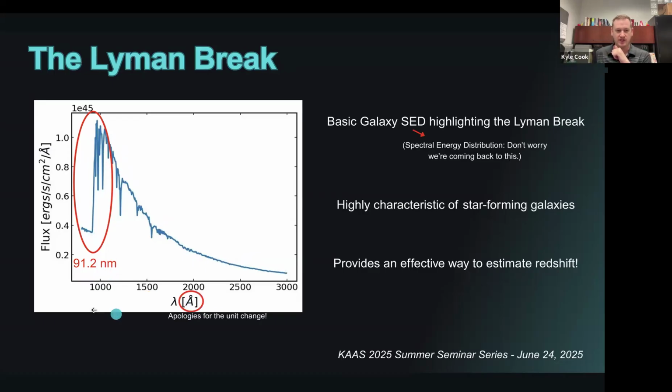Sorry for the unit change. I noticed that after I did it, and I, just being lazy, didn't want to go back and rerun the model. Sorry.